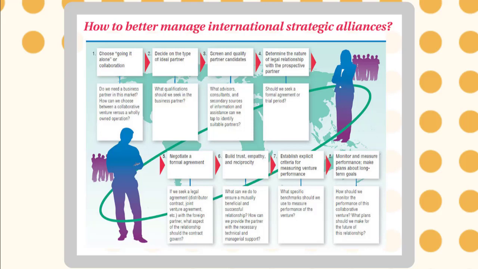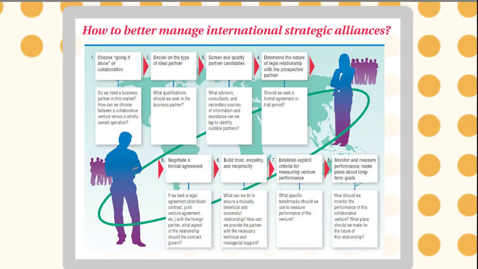So obviously the first step is that, as a firm manager, you think about whether you should really enter an ISA relationship with some other company across national boundaries. If you choose to do international collaboration, the next step is to decide on the type of ideal partner, what kind of relationship you want to build, and start screening the qualified partner candidates. Sometimes a company may have 3 to 5 candidates on its shortlist, and then you determine the nature of your legal relationship with the prospective partner before the negotiating process.